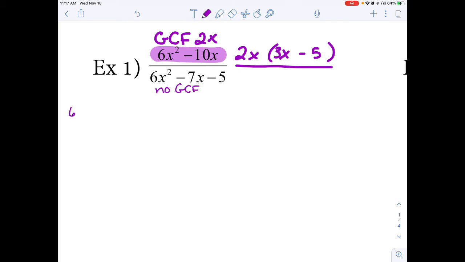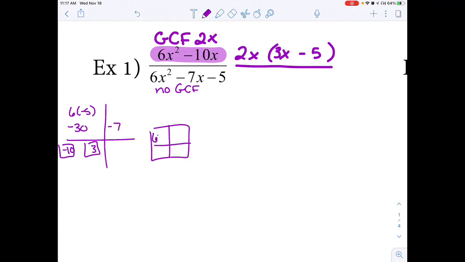I'm going to do 6 times -5, just like I did in chapter 4. I get -30. And -7 is what my magic numbers need to add to, and multiply to -30. So it's going to be -10 and +3. Those are my magic numbers. So when I move to the box, put 6x squared here.